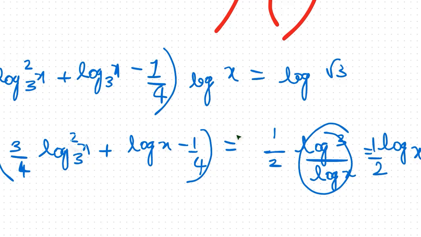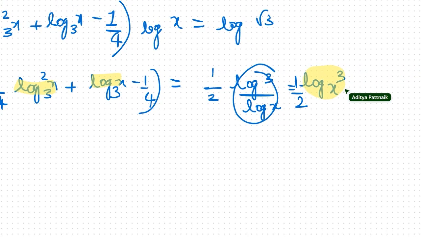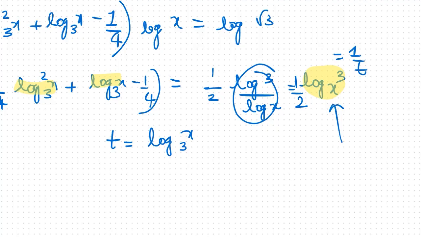But the thing which is common throughout, what is the thing that is repeating? Log x base 3 is repeating, right? Yeah. So we make that a variable, t. What about this though? Let's say like this. What is this? Would it be 1 over t? Yeah. So this is 1 over t.